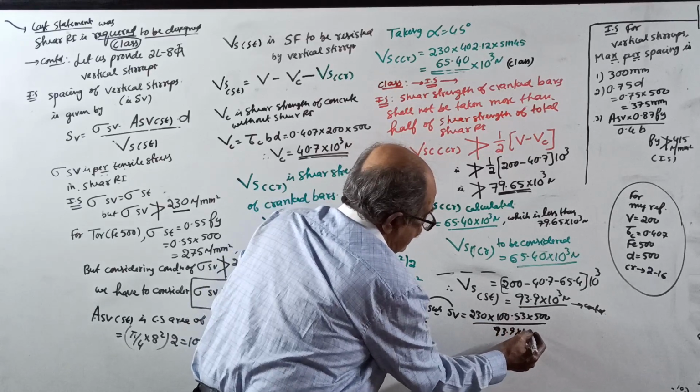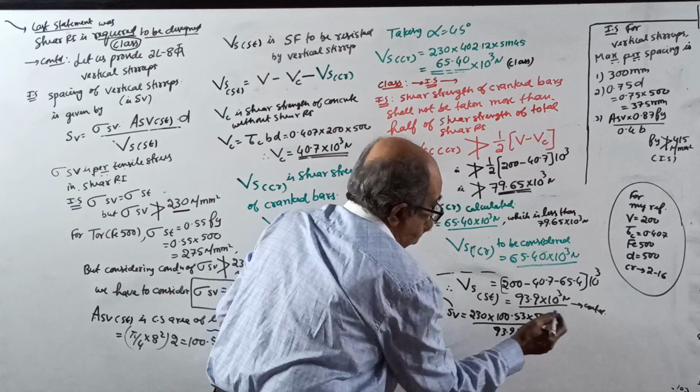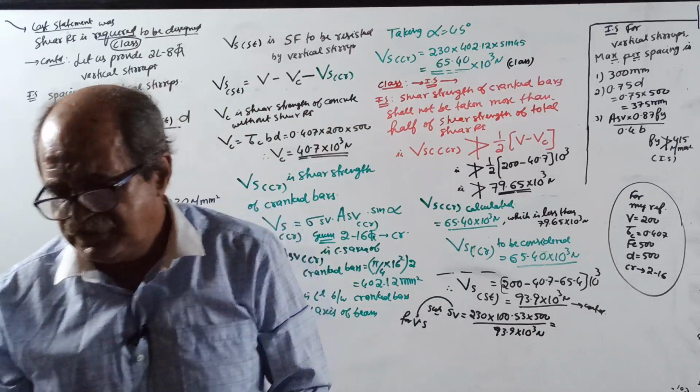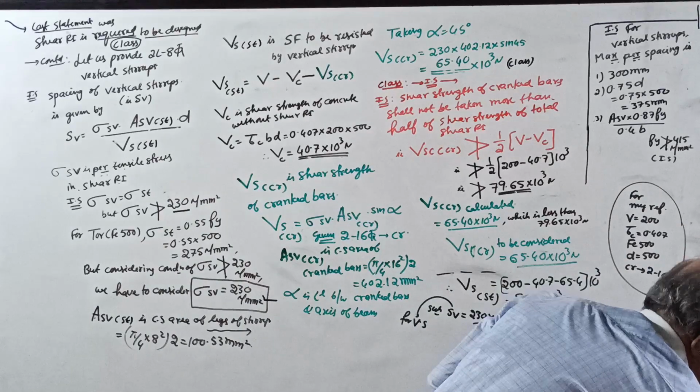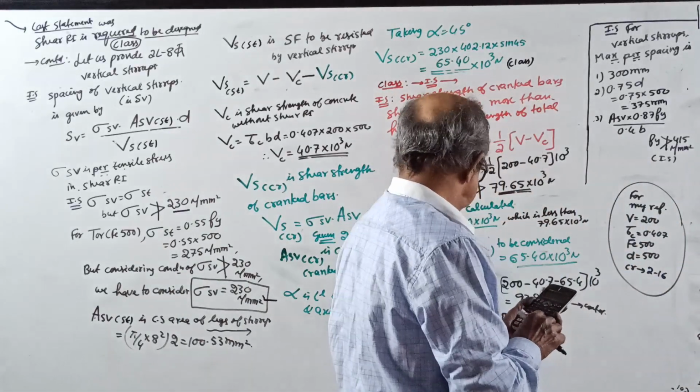93.9 into 10 to the power 3 Newton equal to, I should check the camera once. I think it is okay, visible. Oh, fully visible, no problem. I made a little camera adjustment. That will come, don't worry, I will explain.